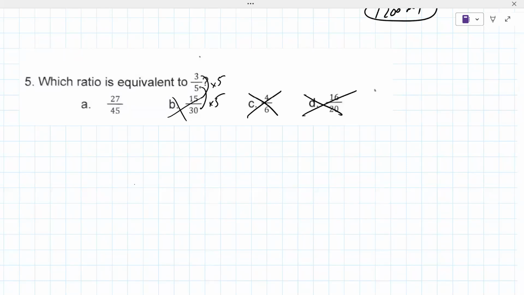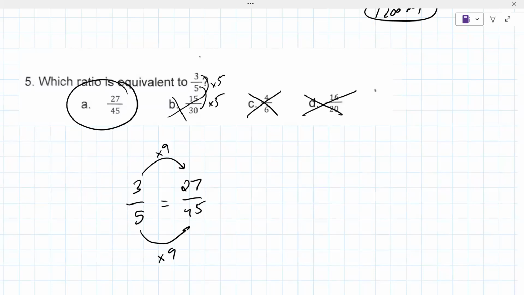So it's got to be it. Another way to do it is to reduce, or does the same number multiply to get there? Yes, it does. So it is A.